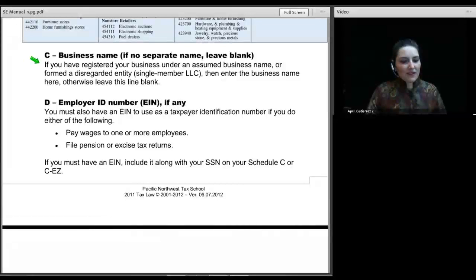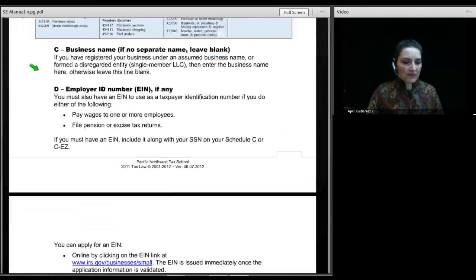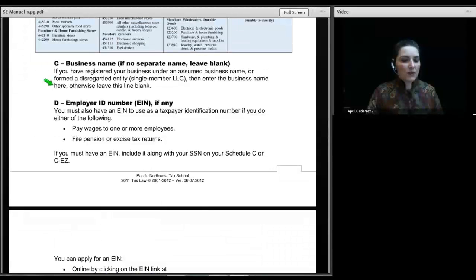All right, so then we're moving on to the next line, which is business name. If you do not have a separate business name, you would leave it blank. So let's look at a reason why you would have a separate business name. One of the first reasons you might have a separate business name is that you have registered as a DBA, and DBA meaning doing business as.